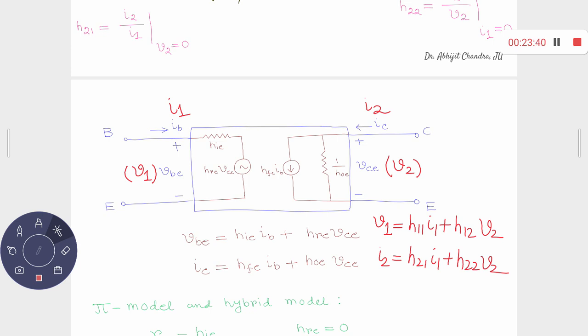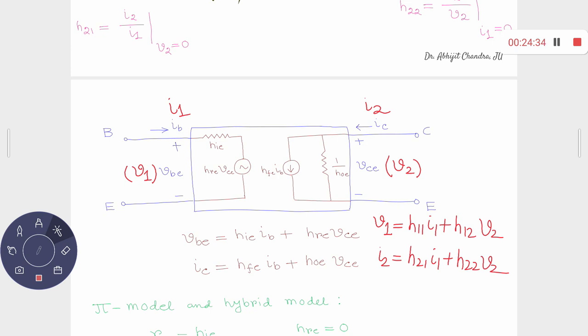So here in port 1, we have applied KVL, right? In the second equation, I2 is equal to H21 I1 plus H22 V2. What is I2? I2 is nothing but IC, the collector current. So collector current is equal to HFEIB plus HOEVCE. Now here in port 2, we apply KCL, the current law. So this current has two components, one is HFEIB. It is a current dependent current source, not a voltage dependent one. If this current is IB, then this one is HFEIB. And then you have HOEVCE.